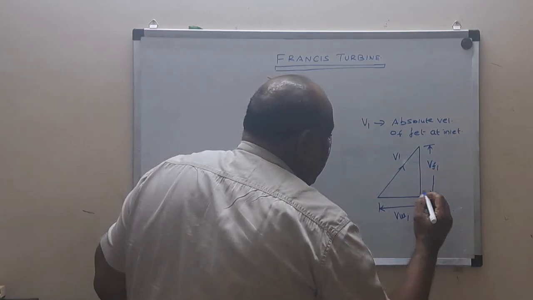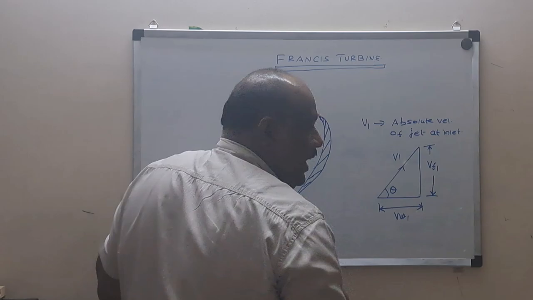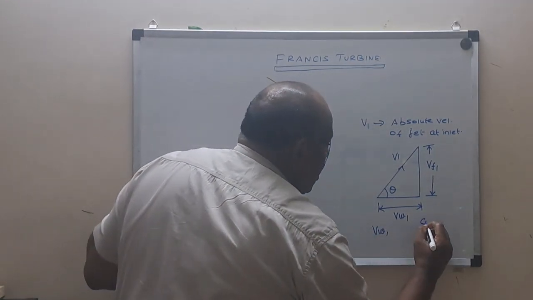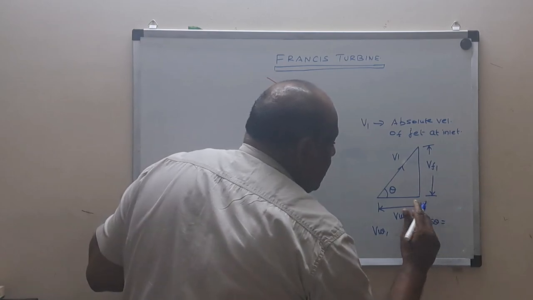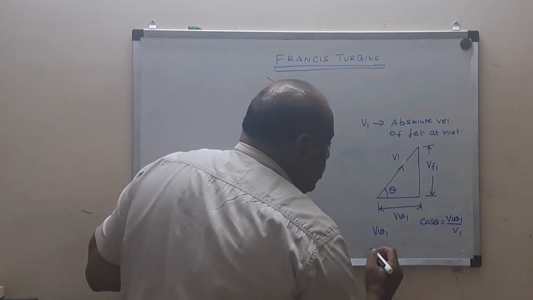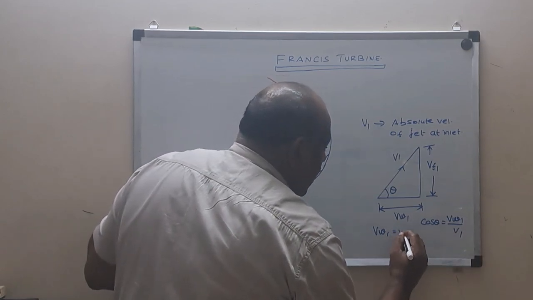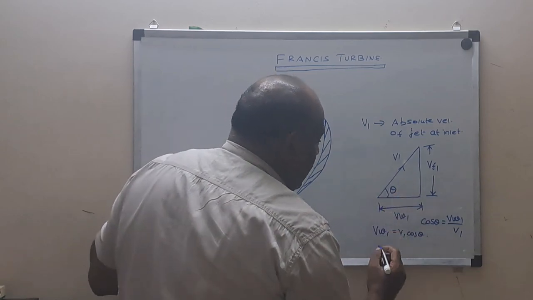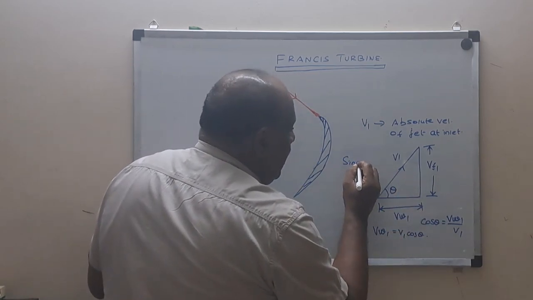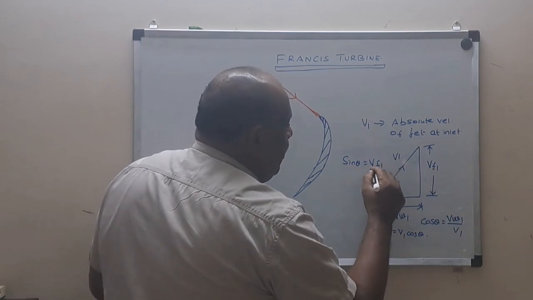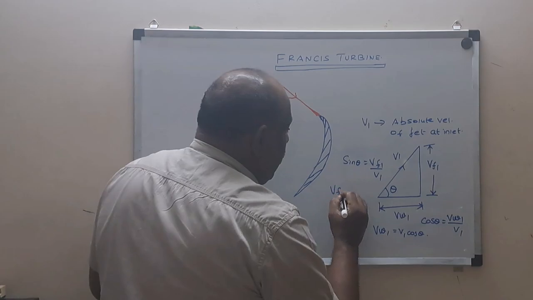If I consider this angle as theta, then for VW1, I calculate cos theta. Cos theta equals adjacent by hypotenuse, so it will be VW1 by V1. So I can get VW1 equal to V1 cos theta. Similarly, what will be sin theta? Sin theta is opposite by hypotenuse, so it will be VF1 by V1. So VF1 will be equal to V1 sin theta.